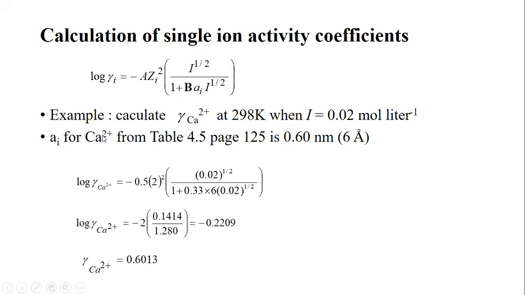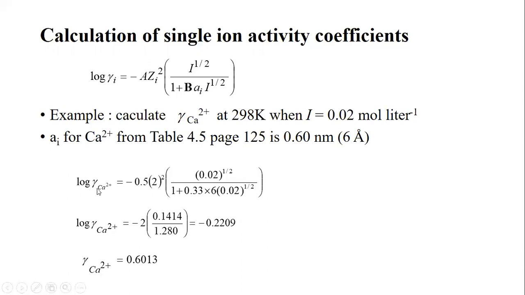sorry, for calcium from table 4.5, page 125 in your book is 0.60 nanometer. All the values that are given in your book in that table are in nanometer. So you change it to angstrom. The angstrom is smaller, 10 to the minus 10 of a meter. Nanometer, 10 to the minus 9. So you multiply this by 10 to becomes 6 angstrom. That's what you use here in this. Always, this has to be in angstrom.